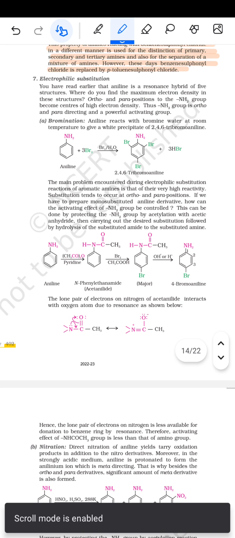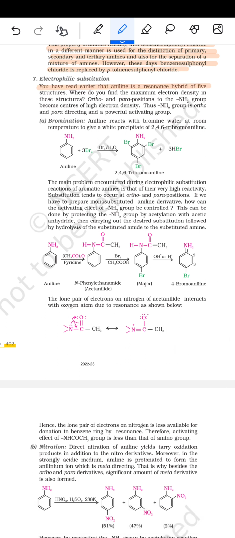इसके बाद फिर आता है इलेक्ट्रोफिलिक substitution. We have read earlier that aniline is a resonance hybrid of the five structures. Where do you think we find the maximum electron density in the structure? Ortho and para positions to the NH2 group become centers of high electron density. The NH2 group is ortho and para directing and is a powerful activating group.